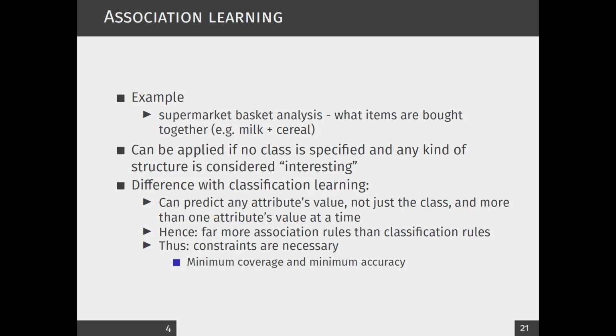So you need to have a restriction or constraint for this. Usually we will use minimum coverage. That means the minimum number of instances that are covered here. And also the accuracy. So these are the two measurements usually talked about.